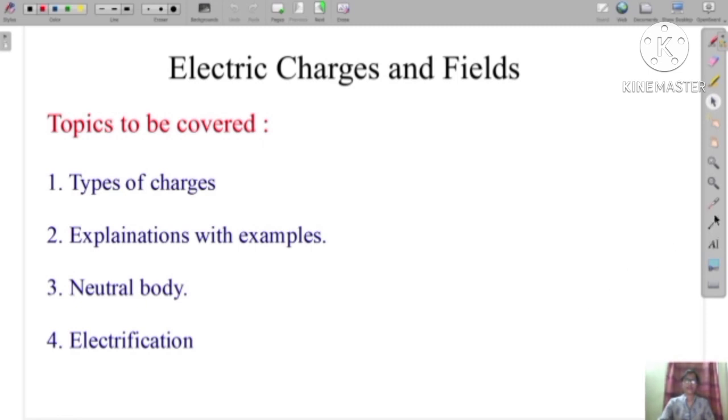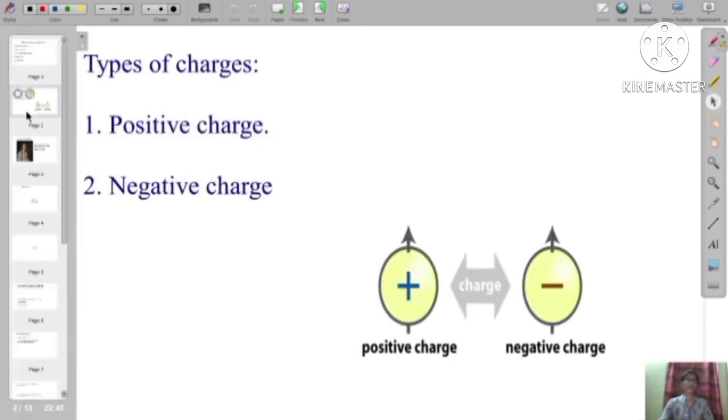The topics to be covered in this lesson are types of charges, explanation of those charges with some of the examples, and next we are going to define and to know about neutral body, and the next one is electrification. So in this class we are going to study about types of charges, explanation of those with examples, neutral body and electrification. So let us start our discussion with types of charges.